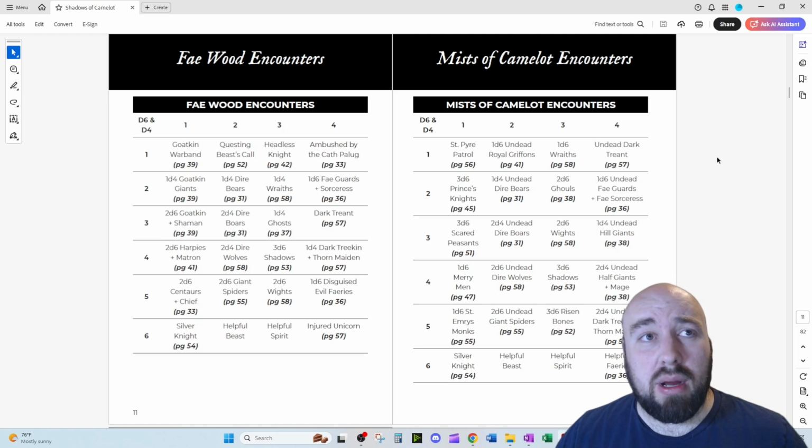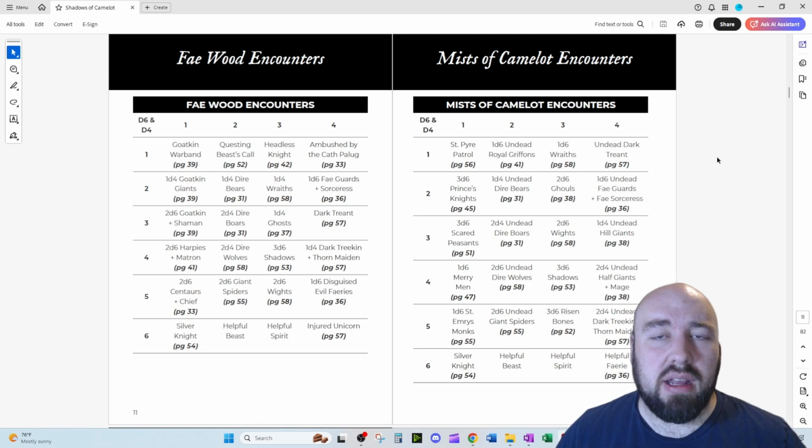Also, I did want to note that I reprinted the relevant entries from the core Shadowdark bestiary into this document to make it easier for you to navigate and not have to flip as often between the Shadowdark rules and the Shadows of Camelot PDF.